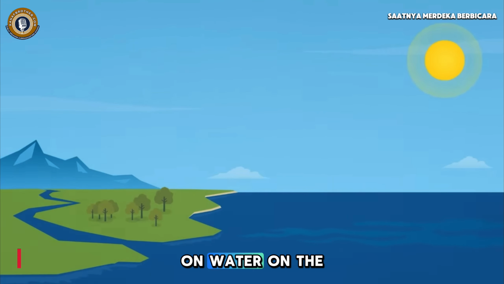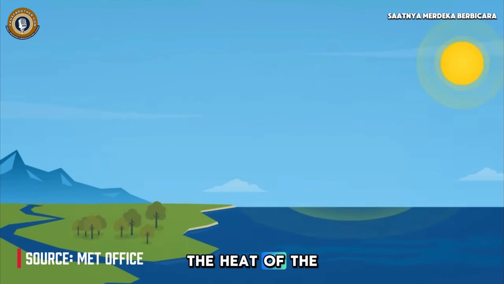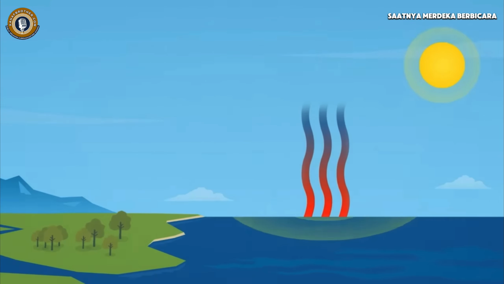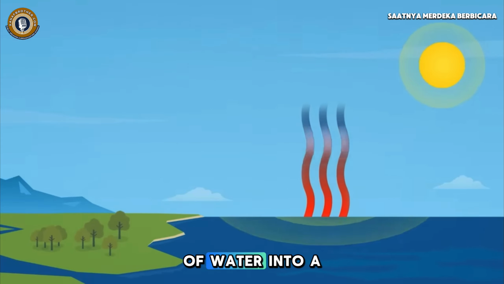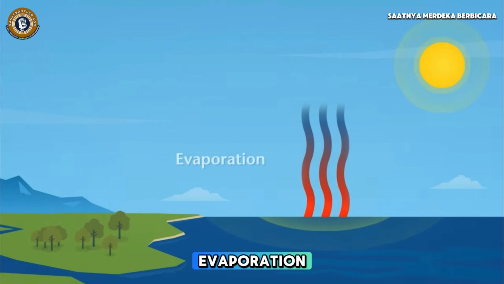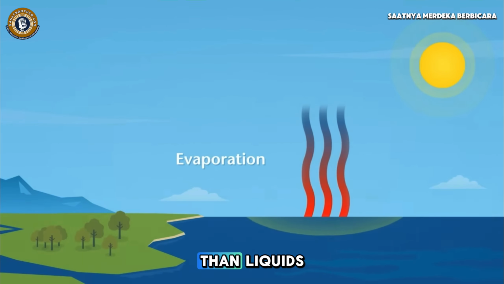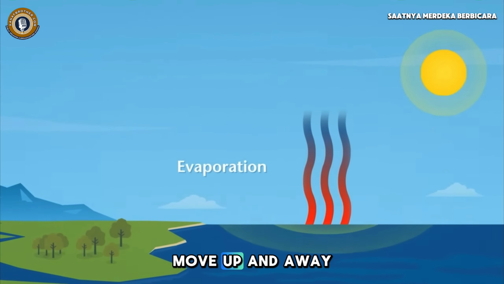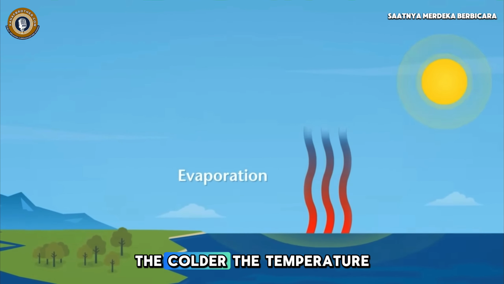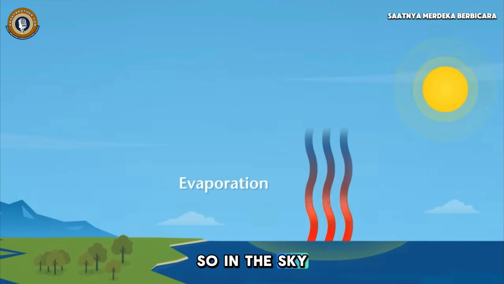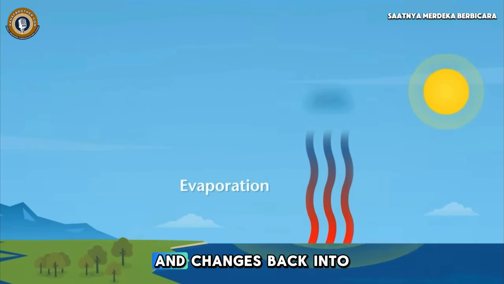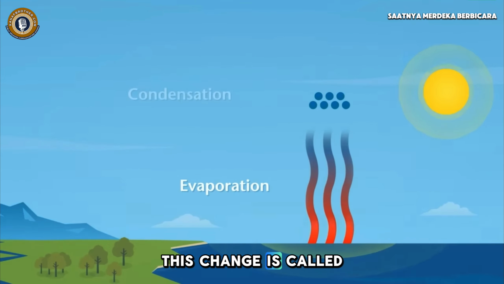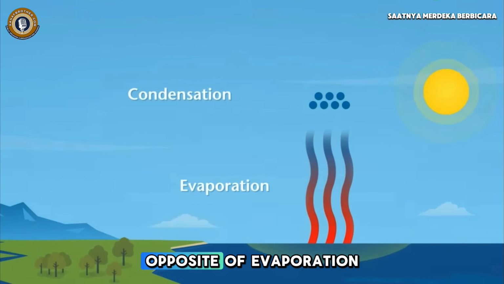When the sun shines on water on the Earth's surface, the heat of the sun warms the water, turning it into an invisible gas called water vapor. This process, the changing of water into a gas, is called evaporation. Because gases are lighter than liquids, water vapor rises up into the sky. And the further you move up and away from the Earth's surface, the colder the temperature gets. So in the sky, the water vapor cools and changes back into tiny water droplets. This change is called condensation and is the opposite of evaporation.